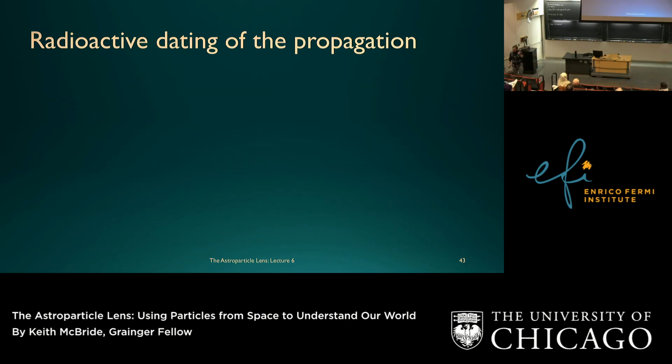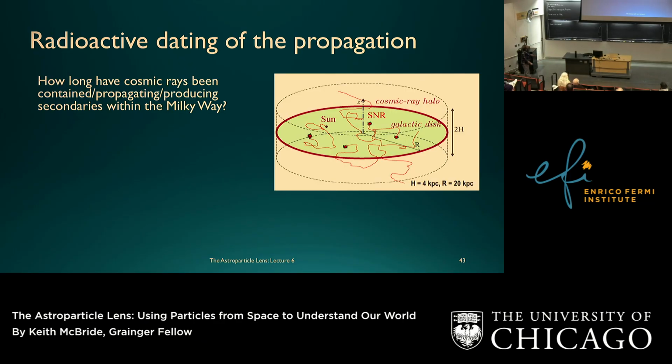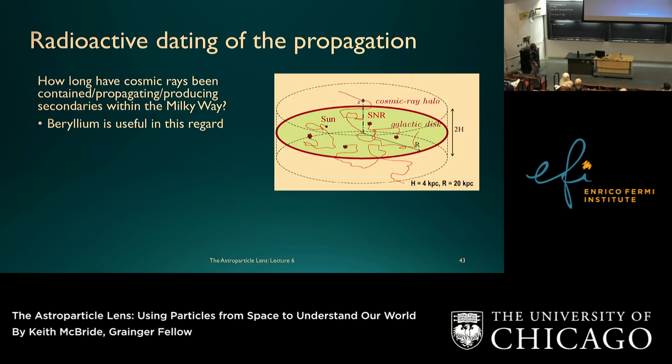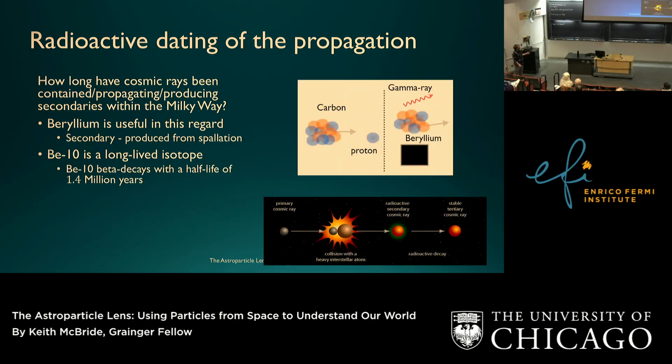And so the way that we're doing it now is through radioactive dating. Okay? So what I mean by that is you ask the question, how long have cosmic rays been contained or propagated, or undergoing interactions to produce secondaries? How long has that been happening in the Milky Way? What is the age of those cosmic ray propagations? And this is where beryllium enters again. Beryllium is useful because it's mostly secondary, produced from that spallation, and one of its isotopes, beryllium-10, is kind of like iron-60. It's this long-lived isotope. It decays with a half-life of 1.4 million years.